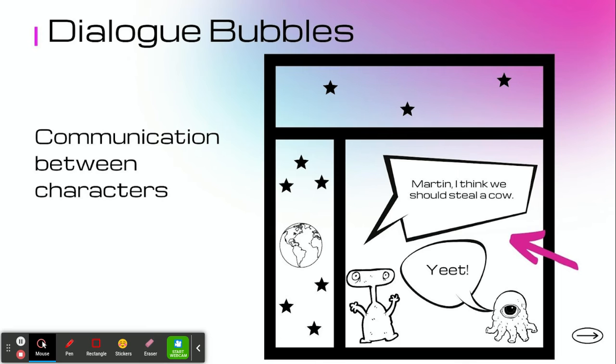Next, we have dialogue bubbles. There could be different bubbles throughout the graphic novel, but usually when characters are communicating with each other, there are different bubbles or shapes to represent dialogue, so we know that characters are talking to one another. So in these panels, we can see that there are two aliens discussing whether or not they should steal a cow.